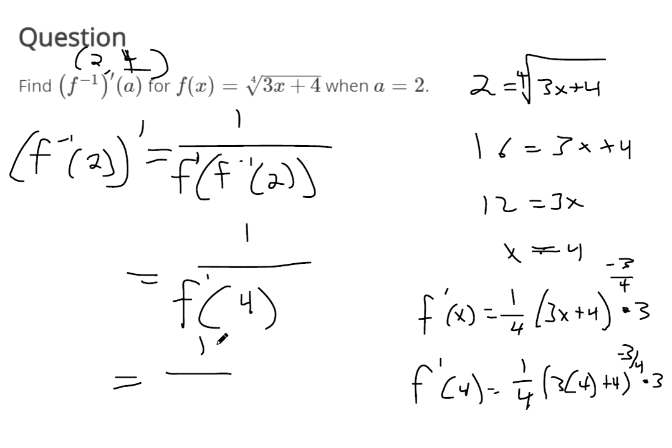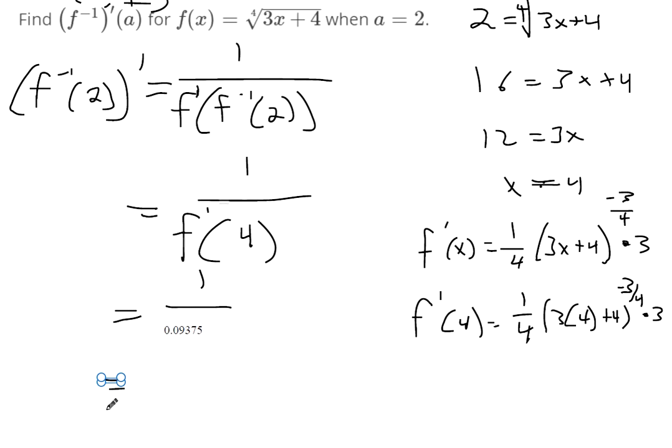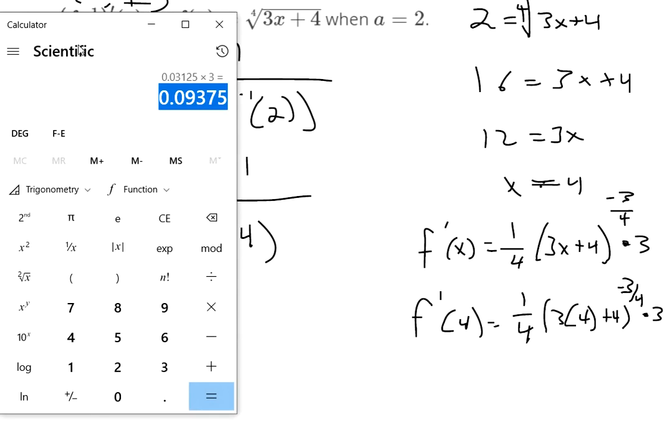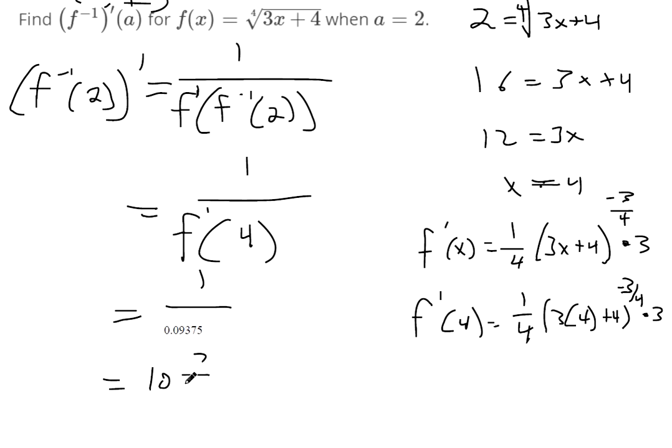Probably could have just kept it as some nice looking fractions, but I don't have the handwriting capacity for that right now with this mouse. So 1 divided by the decimal, 10.6 repeating, so 10 2/3, which is 32 over 3.